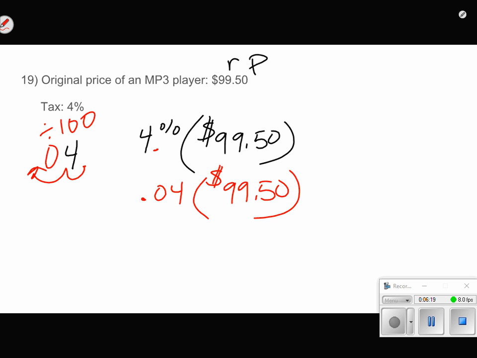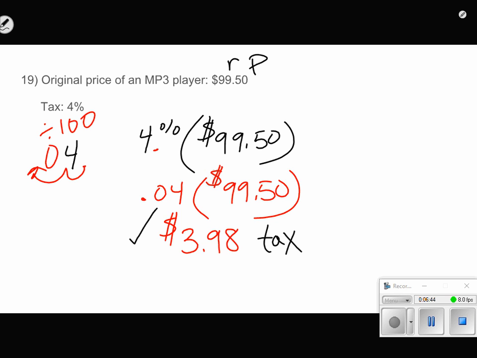I take 0.04, I multiply it by the 99.5, and I get a product of $3.98. Remember, product is the result of a multiplication problem. So $3.98, that's the tax. That's the dollar amount for the tax. So that's the extra amount you're going to have to pay in addition to the $99.50.